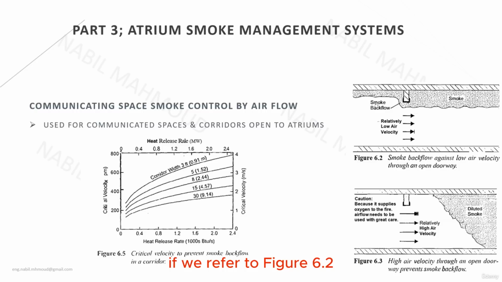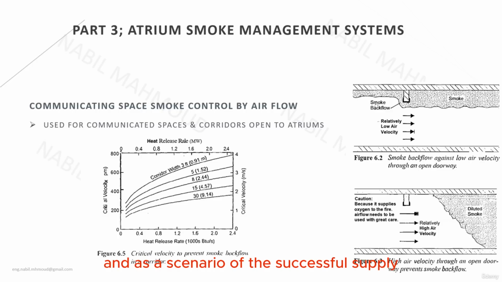If we refer to figure 6.2, which is on the top right side of the screen, we can see the phenomenon that is known as smoke backflow. Smoke backflow happens against the flow of air at low velocities through an open boundary of a doorway through a corridor. This is the phenomenon that will happen if you do not supply air with sufficient velocity. To prevent this, you need to supply air with sufficient velocity, as we have explained in the figure on the bottom left side of the screen.